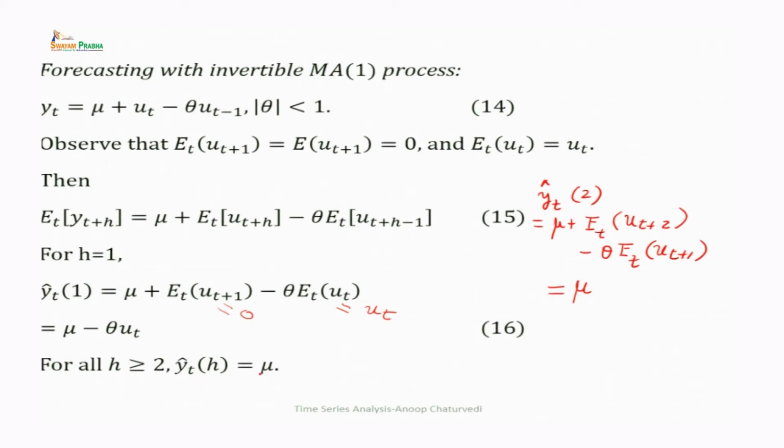So, for the MA(1) process, the one step ahead forecast is different from the mean, but after that the forecasted value becomes constant. It is equal to mu, the mean of the process.